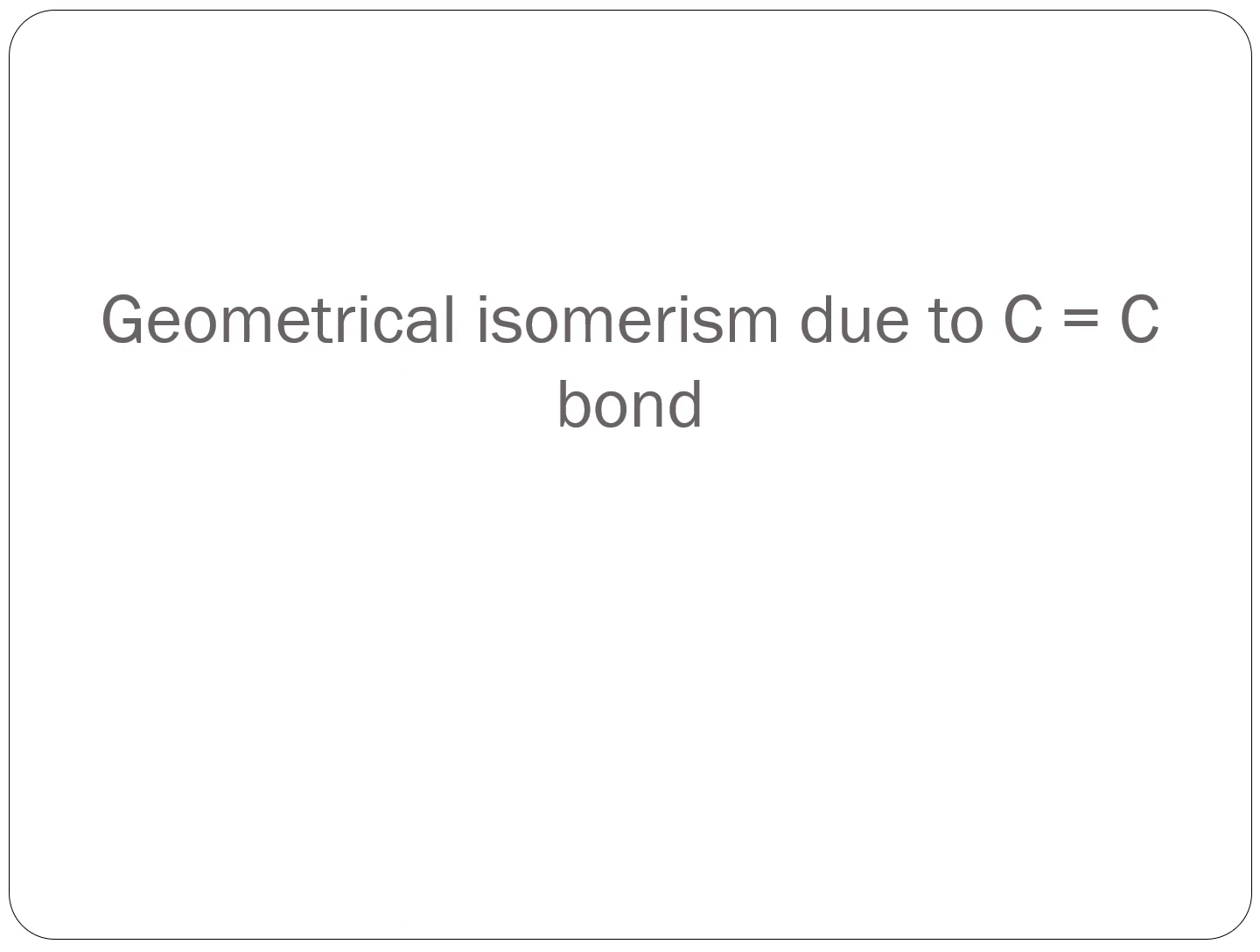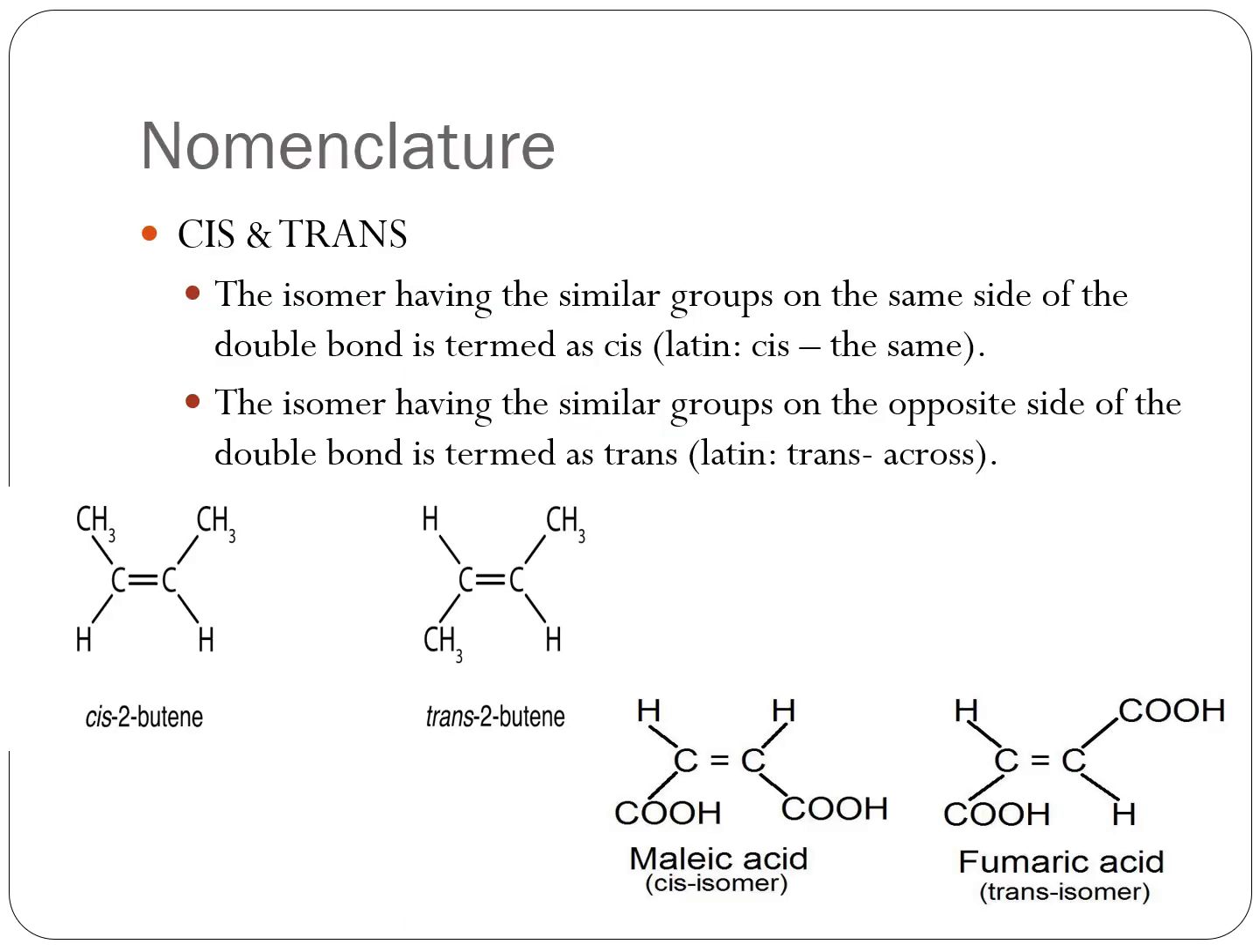So next we will move to the nomenclature of geometrical isomers. First, geometrical isomerism due to carbon-carbon double bond. The first nomenclature method is cis and trans nomenclature. The isomer having similar groups on the same side of the double bond is termed cis, and if the same groups are arranged on the opposite side, it is termed trans. Cis and trans are Latin words. Cis means same, trans means across. You can see the example.